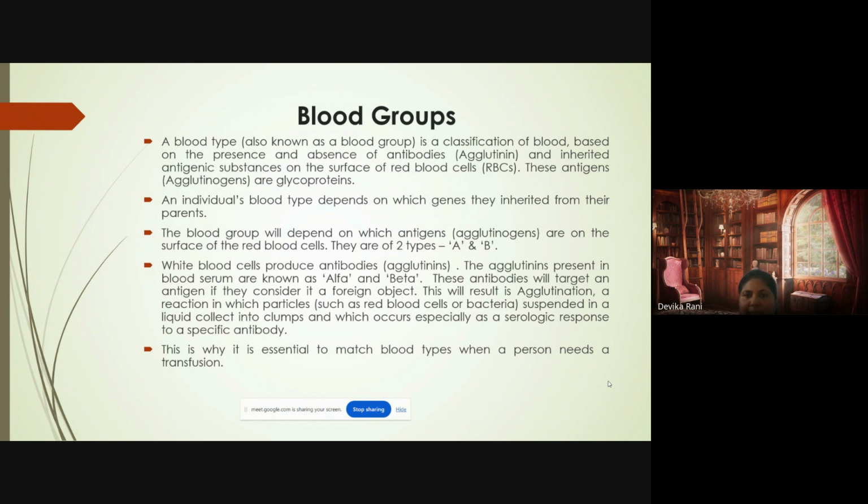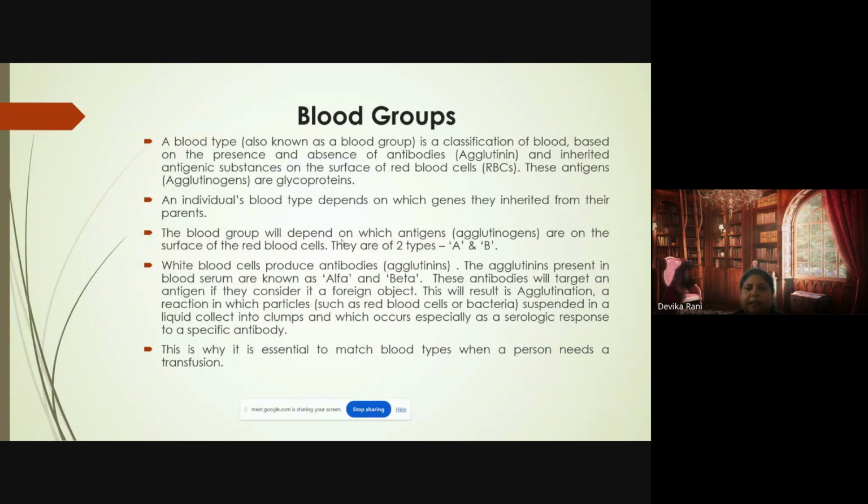Now, white blood cells produce antibodies, which here are called agglutinins. The agglutinins present in blood serum are known as alpha and beta. These antibodies will target an antigen if they consider it a foreign object. Remember, this A and B agglutinogen is an antigen, and this alpha and beta agglutinin is an antibody. This will result in agglutination, a reaction in which particles such as red blood cells or bacteria suspended in a liquid collect into clumps, and which occurs especially as a serologic response to a specific antibody.